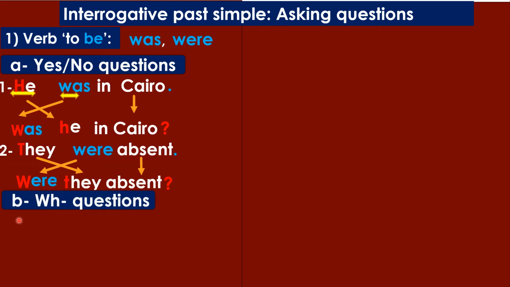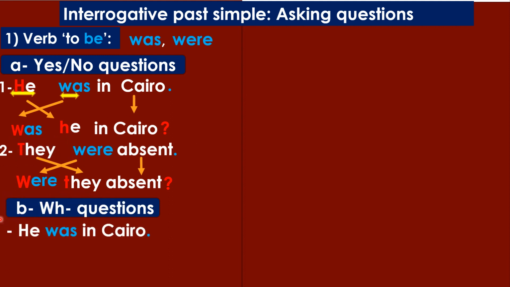Okay. So now let's have a look at what we call WH questions. Number A was your yes/no questions. Here we'll talk about the WH questions. And in the case of the WH questions, we use question words. Like, for example, look at this sentence. He was in Cairo, okay? Suppose that I want to ask a question about in Cairo.